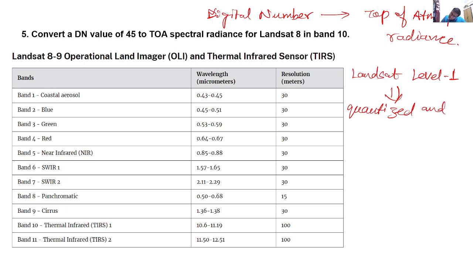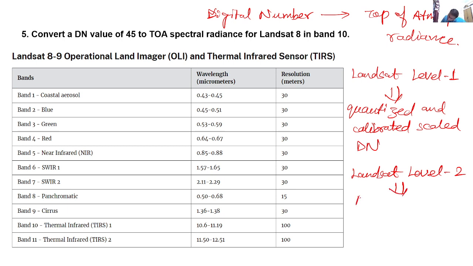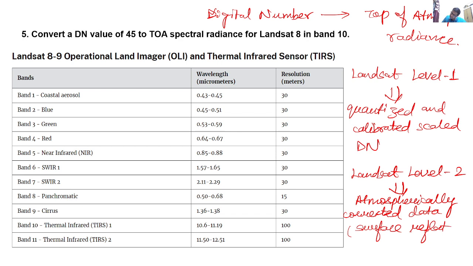Quantized and calibrated scaled digital numbers, and Landsat level 2, those are actually atmospheric corrected data, which would represent in general the surface reflectance. Okay, so let's see it in the next slide.